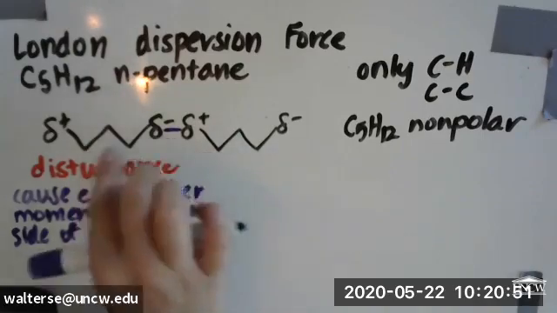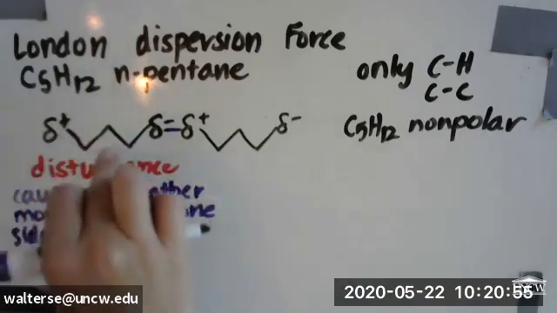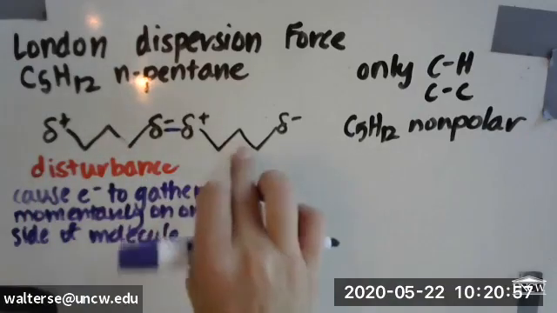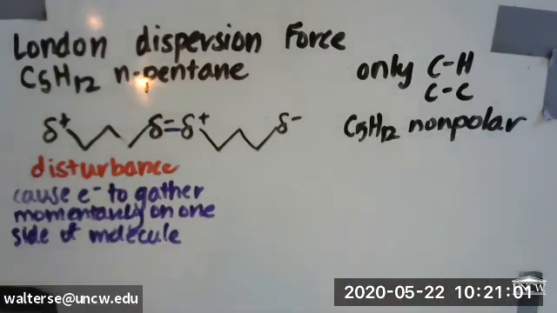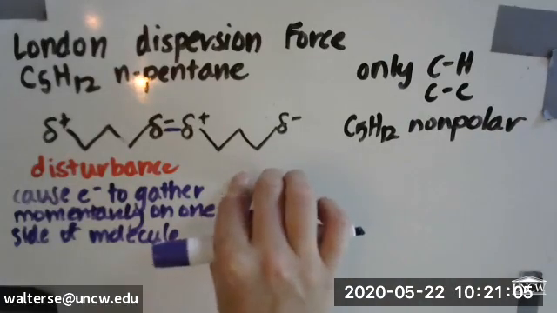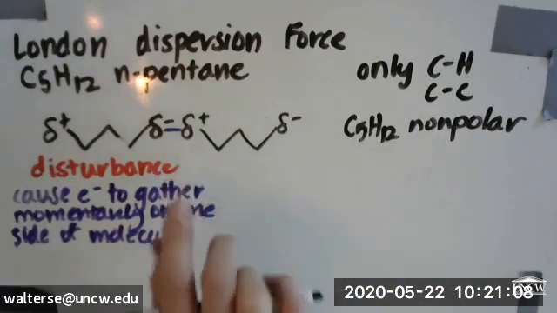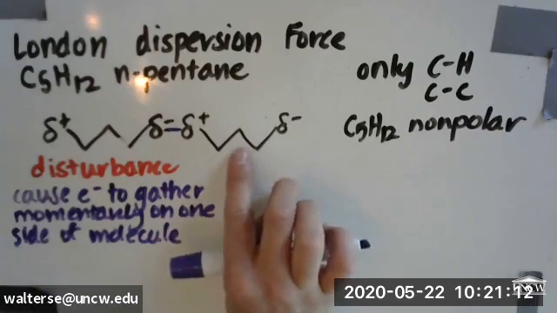Now, it's sort of like having a domino effect. So molecule A affects molecule B, which would affect molecule C, molecule D, and so on and so forth. Without London dispersion forces, every single compound would be a gas. The heavier the compound is, the stronger the London dispersion forces are.